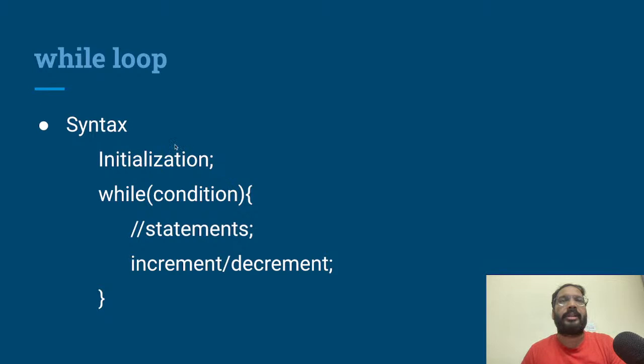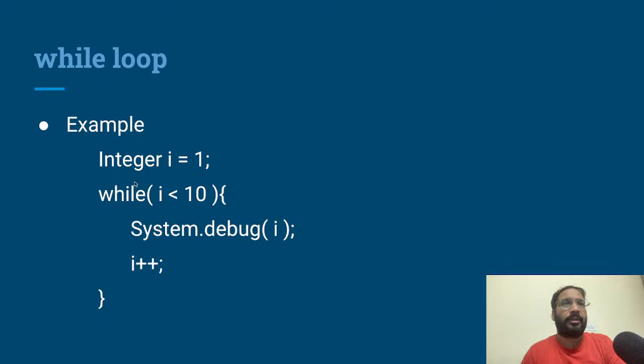So initialization we need to do one time, then with while we need to write the condition, then the statement will be evaluated, and then increment or decrement, whatever you want to do, you can just write. So this is the example. So integer I equals to 1, then while I less than 10 or less than equals to 10, whatever you want to write. Then system.debug will display the value of I and then I++. Okay, so this way, the same for loop you can implement with the while loop as well. So there are two variations available. It depends on you which type you want to use, right?